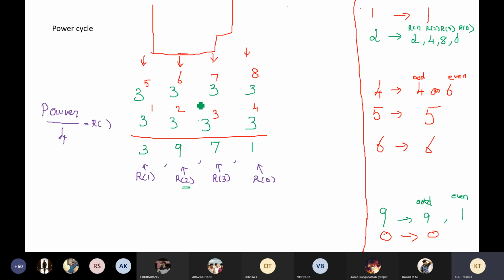So the logic is again the same. Power value divided by 4, find the remainder. For the corresponding remainders, these are the last digits. For example, 123 power 542. Can you tell me what the last digit is here?